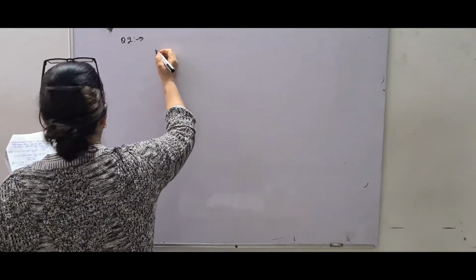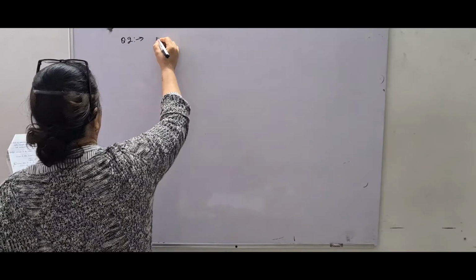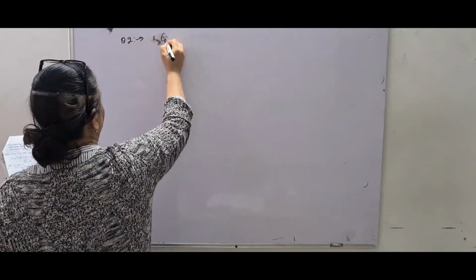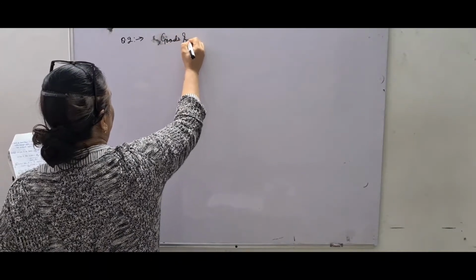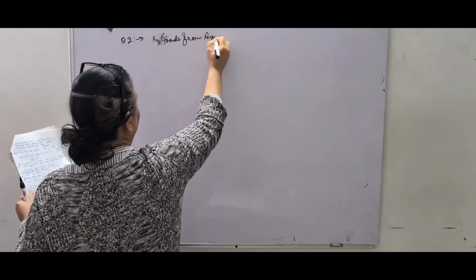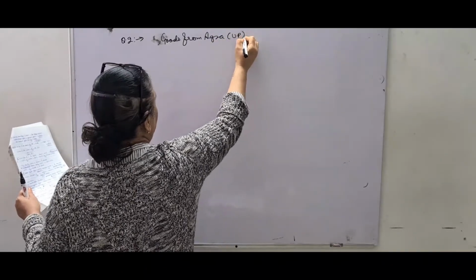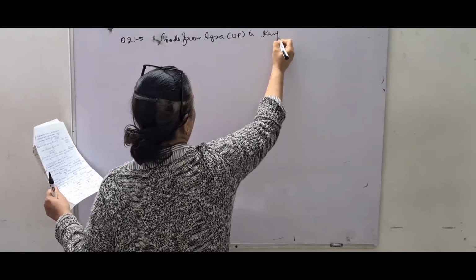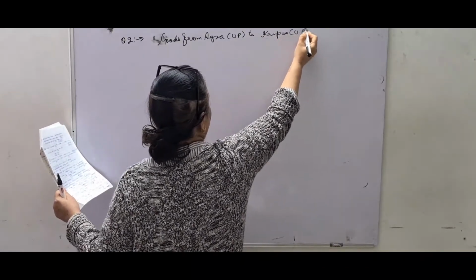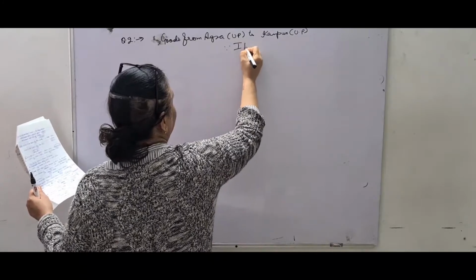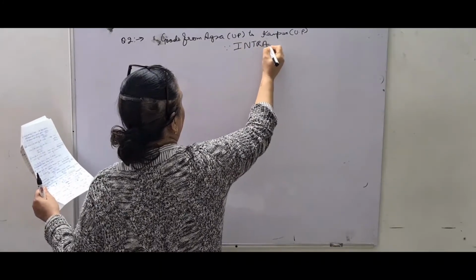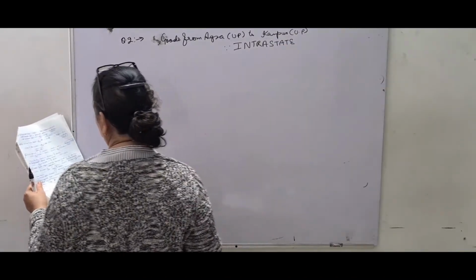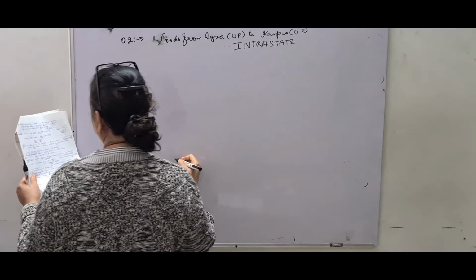For example, Agra is also in UP, so goods from Agra, that is in UP, to Kanpur, that is also UP. So understood. Therefore, just write in capital letters intra-state. I told you in intra-state you have to calculate CGST as well as SGST.